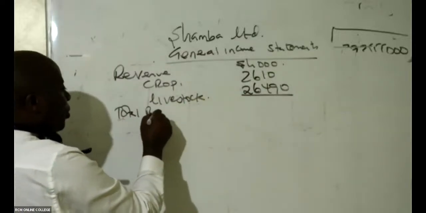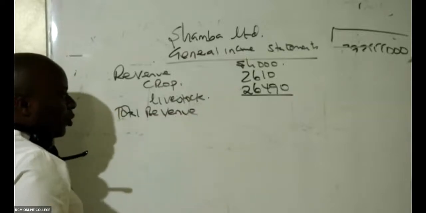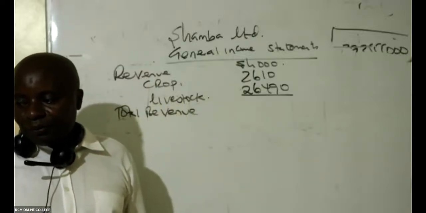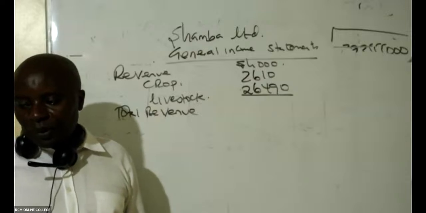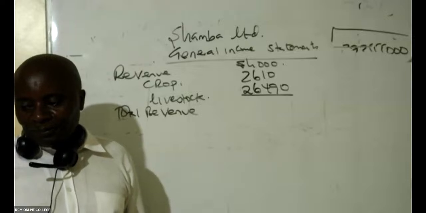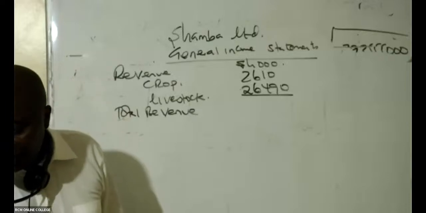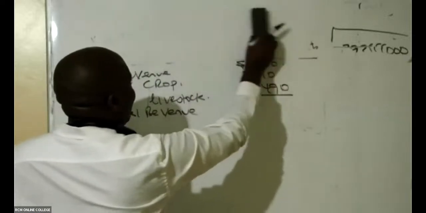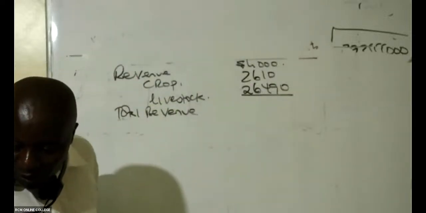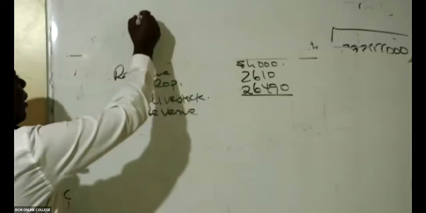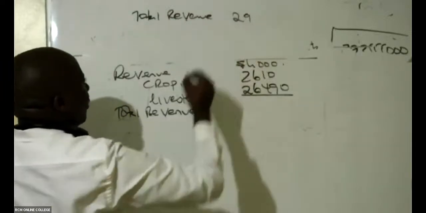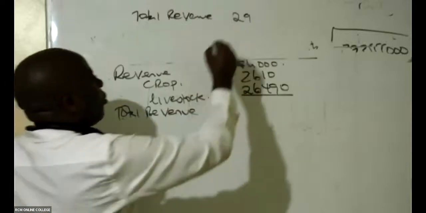Can somebody give me the total revenue? 29,100. So we have here our total revenue. Our total revenue is 29,100.